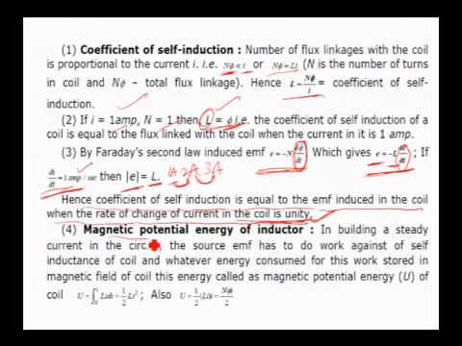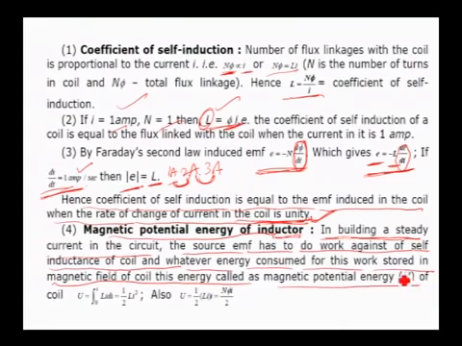Next, magnetic potential energy. Whenever current flows through a coil, it is not going to sustain immediately because there is an induced EMF always acting opposite to the flow of current. In building a steady current in the circuit, the voltage we supply or the battery we connect has to do some work. So the battery has to do some amount of work to set up some amount of current in the coil. The work done in establishing a certain current in the coil will be stored as magnetic potential energy, which is given by the equation.